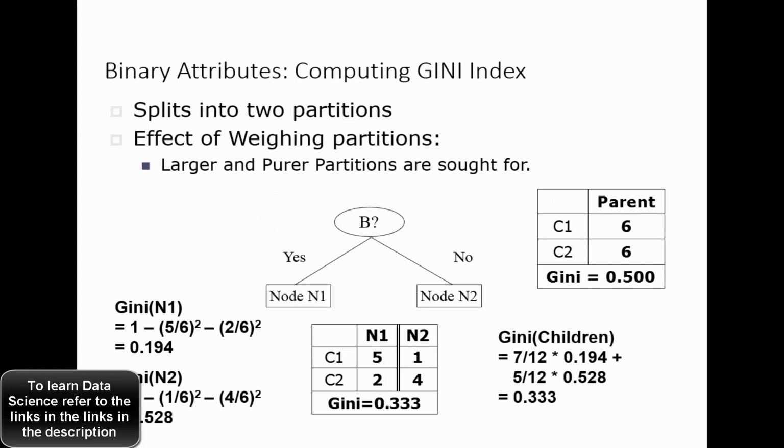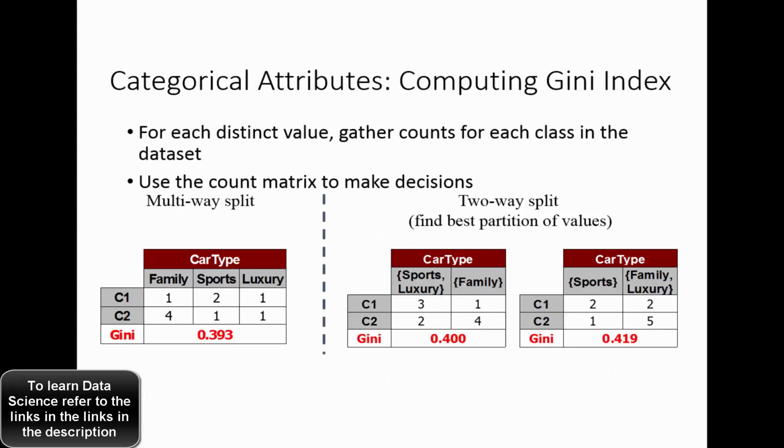Binary attributes. So how do we compute a Gini index in this case? I've seen already how to calculate Gini index, right? So we won't get into details of how to calculate it again. You can also calculate Gini index for categorical attributes. We knew how to do it for continuous, but we can also do it for categorical cases. And there could be multi-way splits and two-way splits.